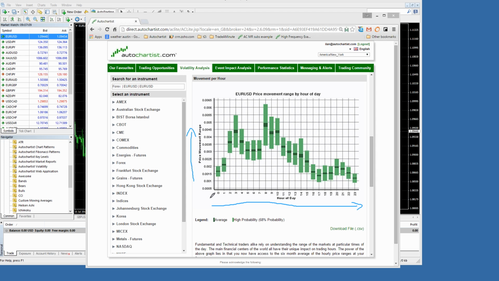What it shows us is that between 2 a.m. and 10 or 11 a.m. New York time, I said my Autochartist is in New York time, euro dollar is trading with a significant amount of movement. Its movement is somewhere between 25 and 60 pips for every hour of the day during that time. And when the US market opens, between 8 a.m. New York to 10 a.m. New York, that is when the euro dollar is trading the most, somewhere on average around 50 to 60 pips for every hour during those 3 hours.